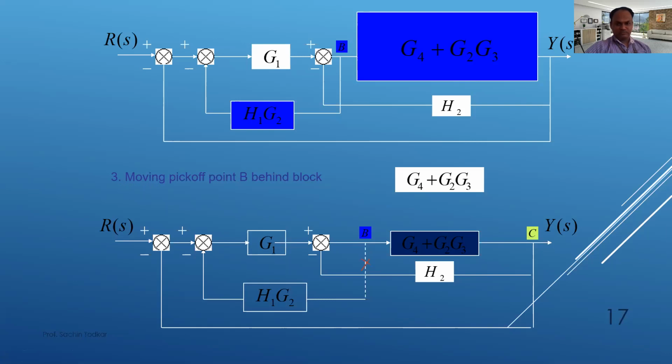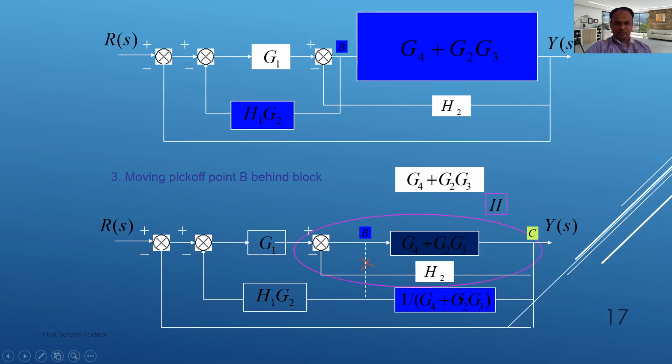Just simplification. Next one. I'm going to shift this B point on the right side of that G4 plus G2 G3 block, because there is a summing junction here. So I'm going to shift this B point to C point, and we know that if I'm shifting from left side to right side, I have to divide it by G4 plus G2 G3. So it will be like this.